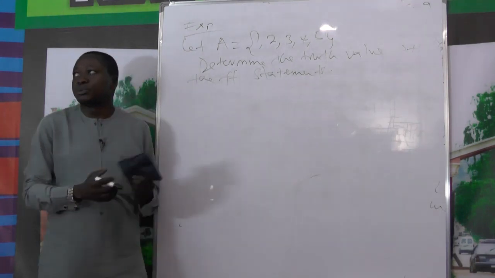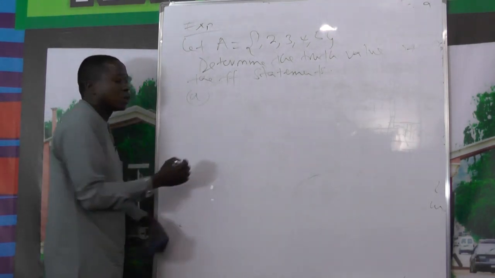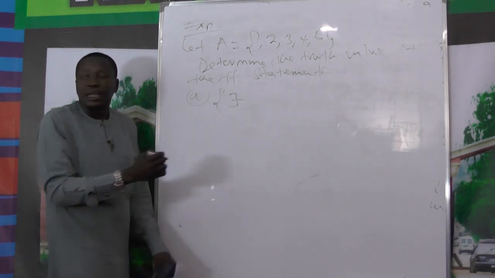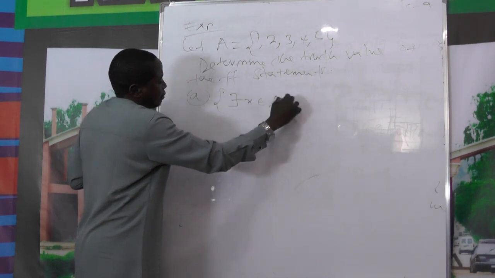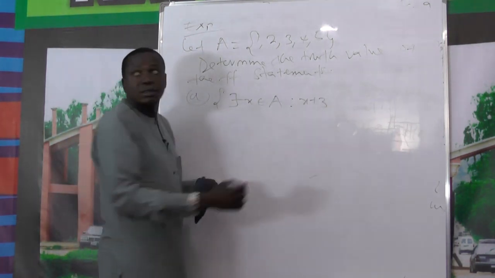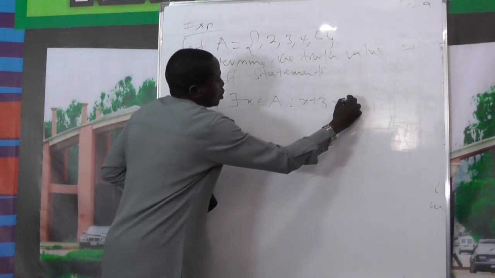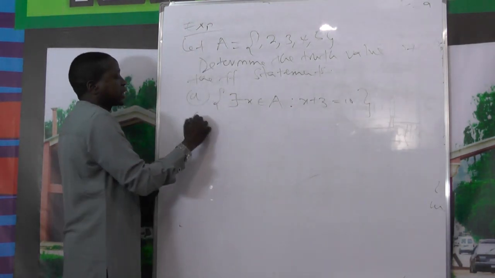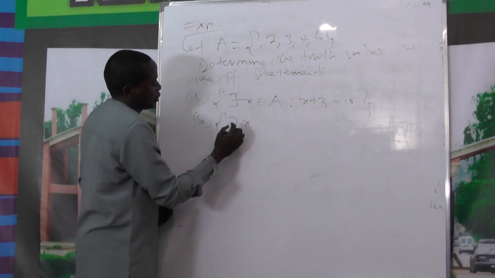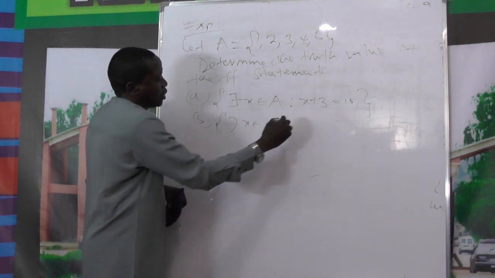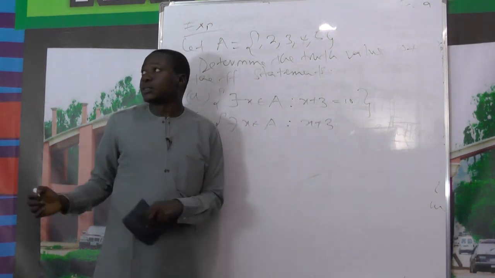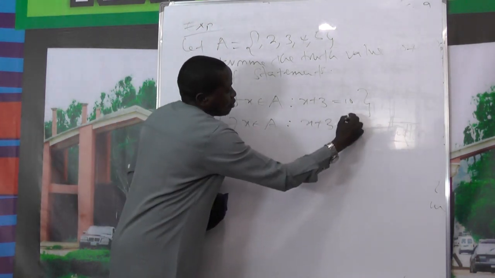So now this example, number A says: there exists X in A such that X plus 3 equals 10. Number B says: there exists X in A such that X plus 3 is less than 5.